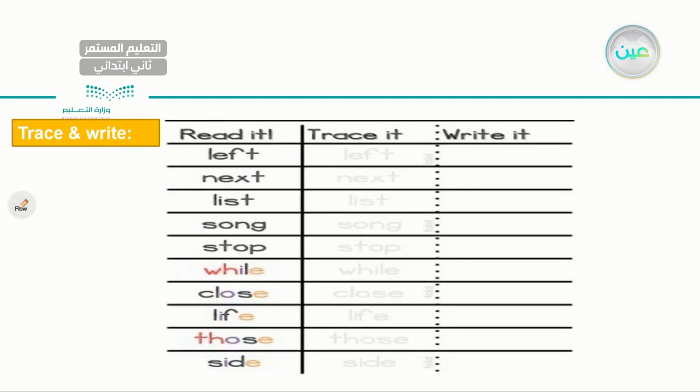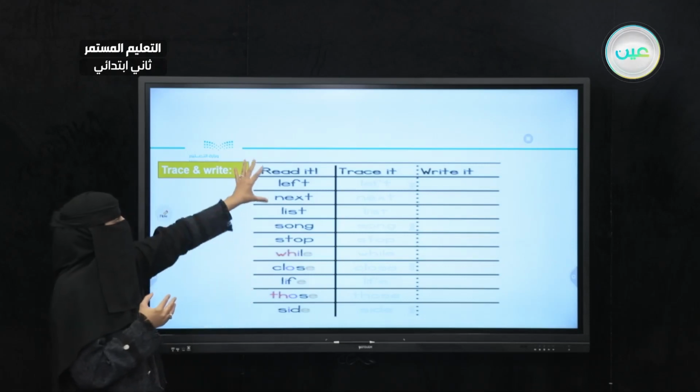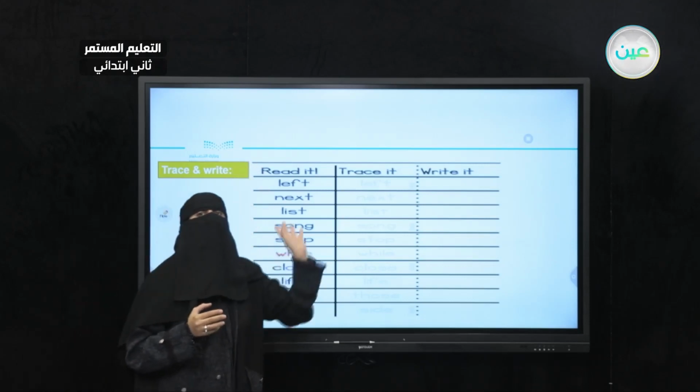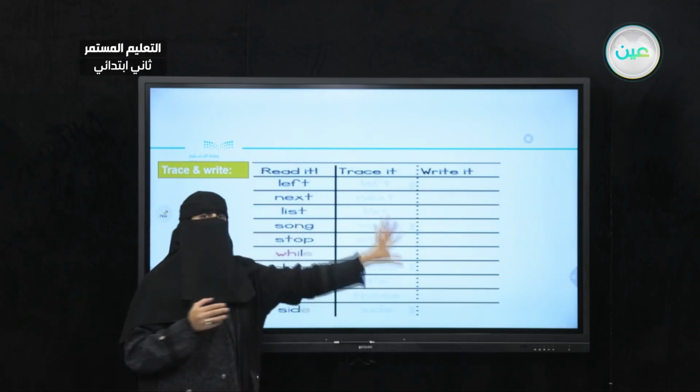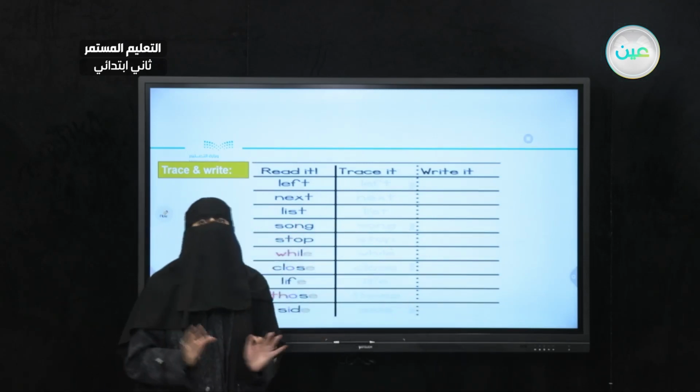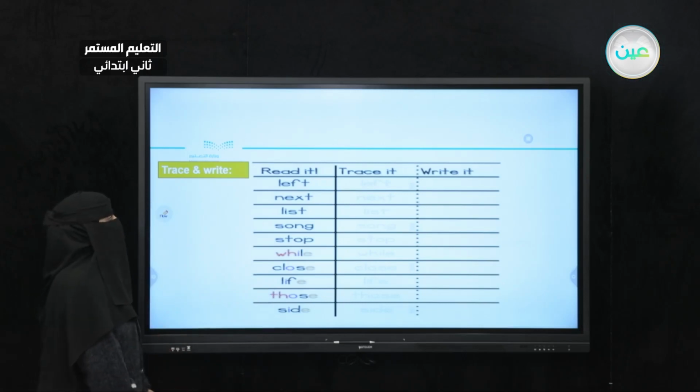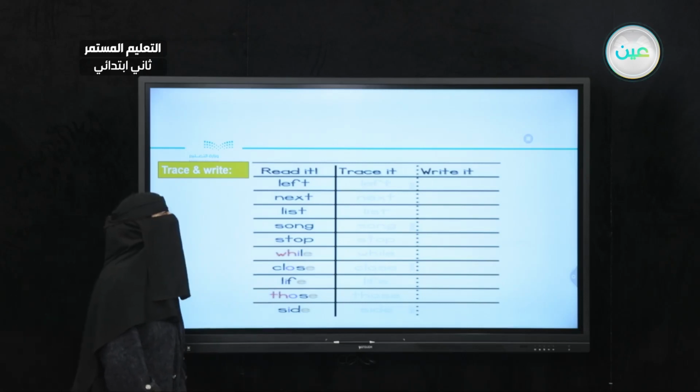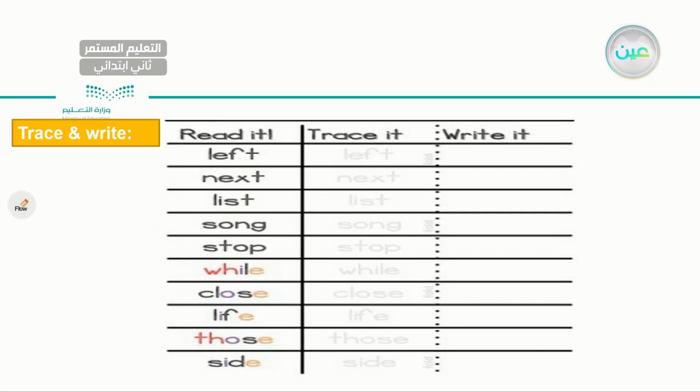Also, I have these examples. We don't need to do all of them. Let's do some of them. My idea here is to, for example, read the word, then trace it, and then write it on your own. So we will do 3 in 1. Let's start by reading the word. For example, left, next, lest, song, stop, while, close, life, those, and sides. Okay? So we read the words. Let's go now and trace these words.